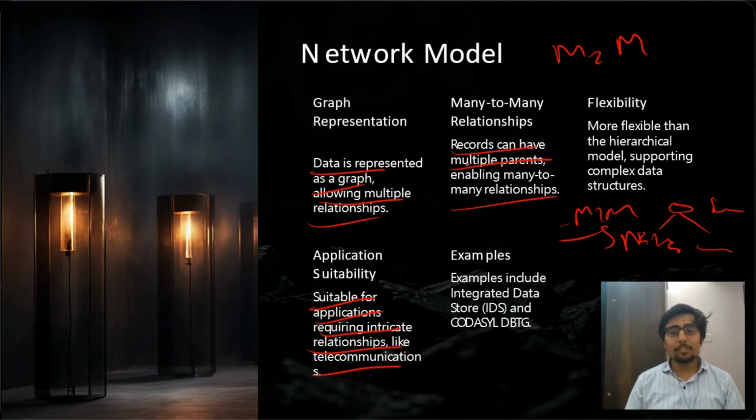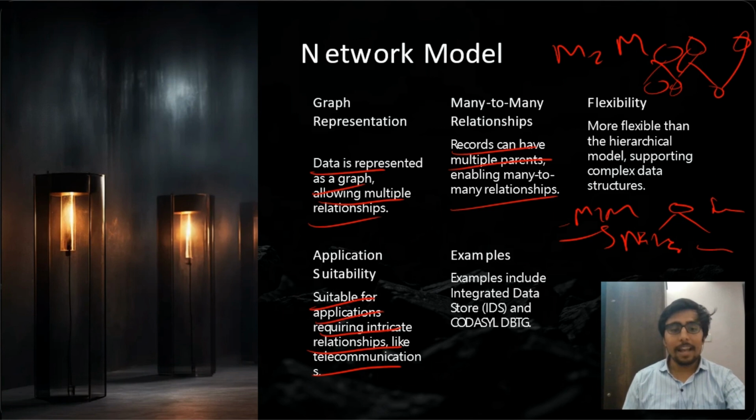But there are some limitations of the network model as well. The structure is very complex. It will look messy, as many are connected, as I told. So it's a very complex structure to get anything from. It is not as easy as the hierarchical data model.